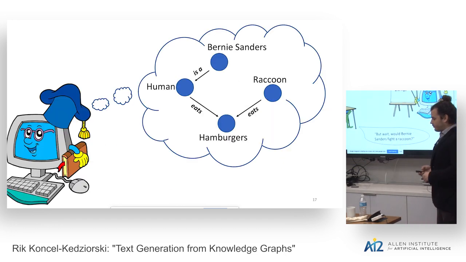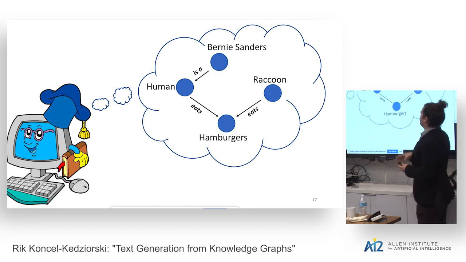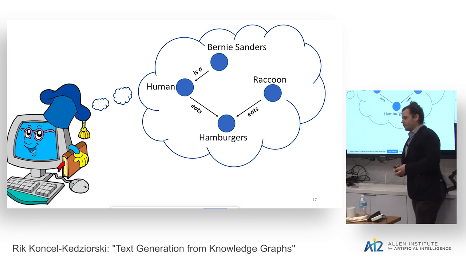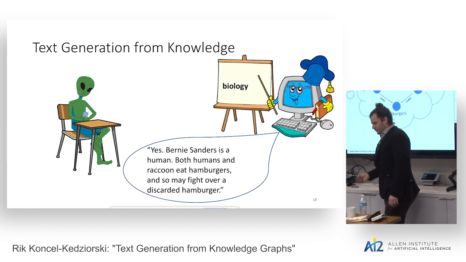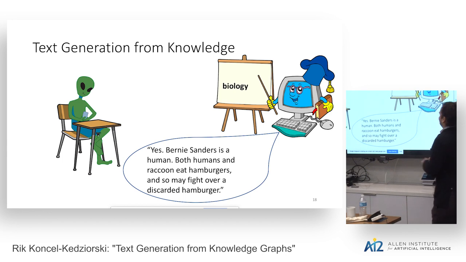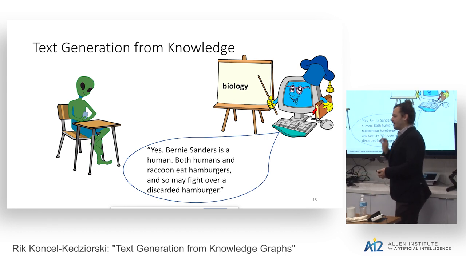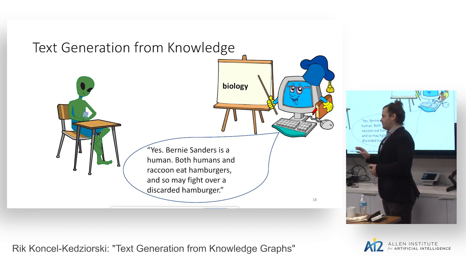So what we would like is for our AI system to be able to access its knowledge about the world. It knows that there is a Bernie Sanders, and Bernie Sanders is a human, and humans eat hamburgers, and raccoons eat hamburgers. And so it can synthesize this knowledge into an answer: yes, Bernie Sanders is a human, both humans and raccoons eat hamburgers, and so may fight over a discarded hamburger. This obviously is a very toy example, but it gets to the kind of things that we can do with knowledge and the kinds of reasons we would need a knowledge graph to text generation system.